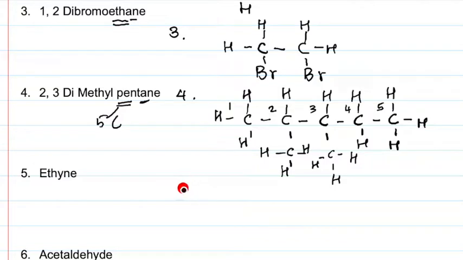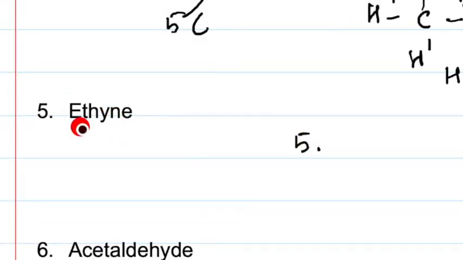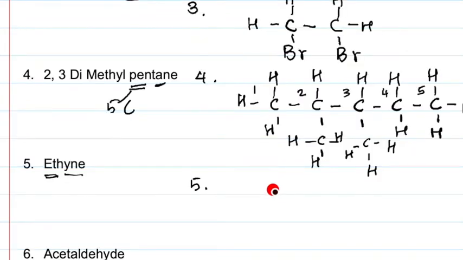Now the fifth one. The fifth one is ethyne. Eth means there are two carbons, ine means triple bond. So it will be C, triple bond C, and one hydrogen on this side and one hydrogen on this side. So this becomes our ethyne.